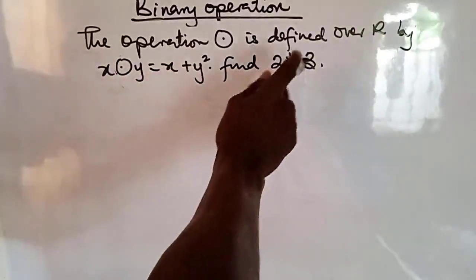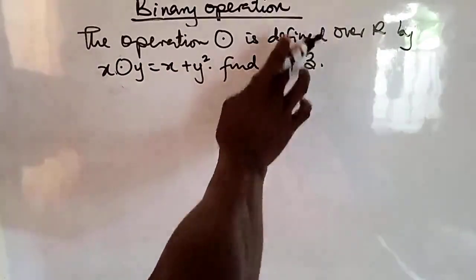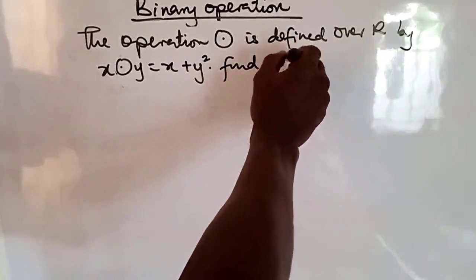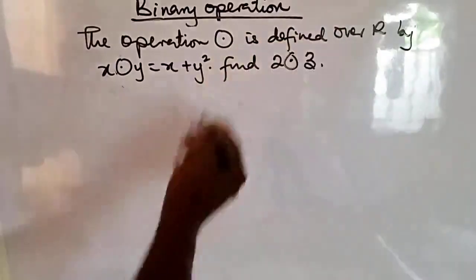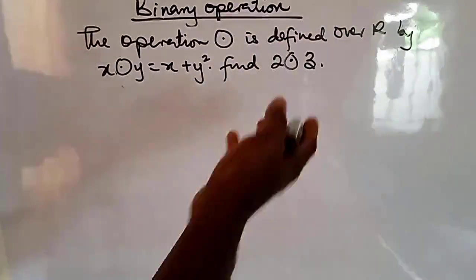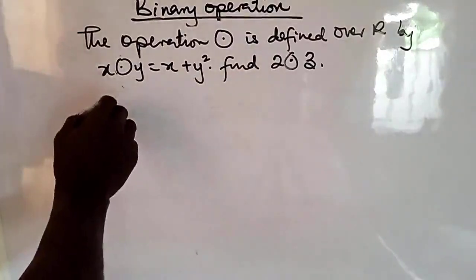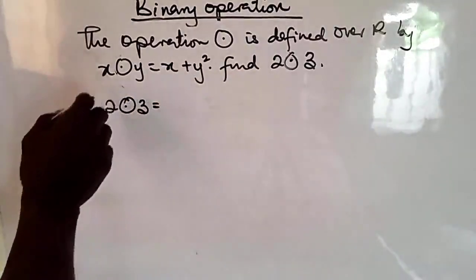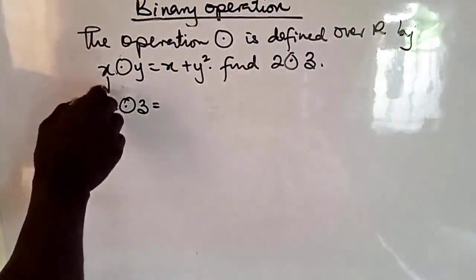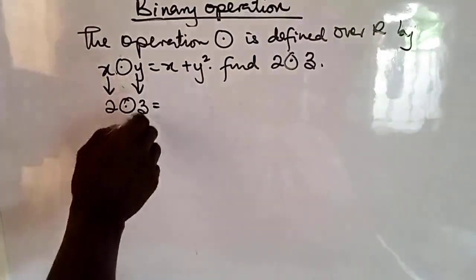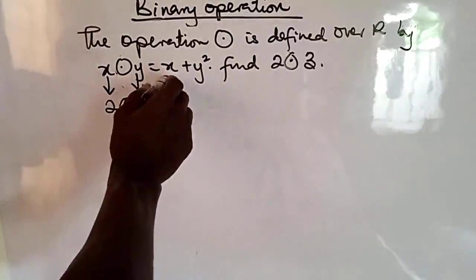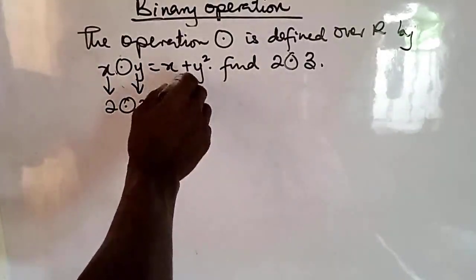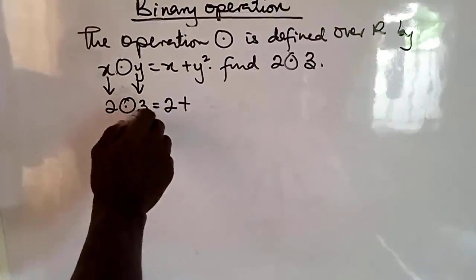Here we have that x operation y equals x plus y raised to power 2. Now find 2 operation 3. It implies that wherever you see x, you replace it with 2, and wherever you see y, you replace it with 3. So our x is replaced with 2, plus, following this sign, 3.